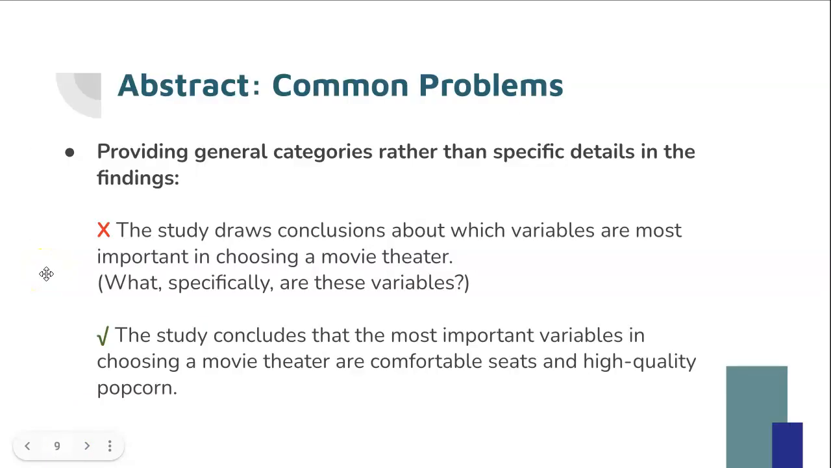The other common problem that students often have is providing general categories rather than specific details in the findings. So you do want to try to be as specific as possible in your abstract. So if you find yourself writing a sentence like, the study draws conclusions about which variables are most important in choosing a movie theater, that is too vague. Readers are going to want to know what variables were you actually looking at. So it would be better to say something like, the study concludes that most important variables in choosing a movie theater are comfortable seats and high quality popcorn. That gives people a lot more information to go on to decide if they want to read the rest of your paper.